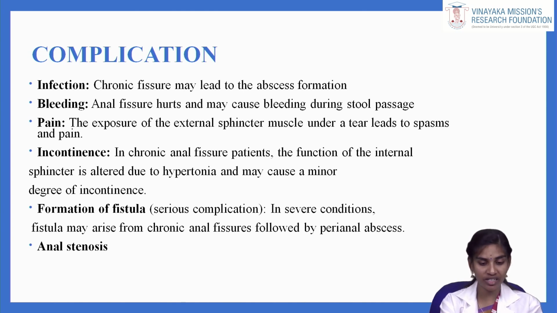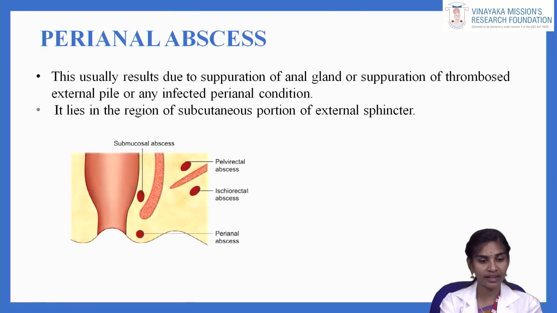Later, if the patient has a fissure, the anal area gets inflamed and swollen. As a result, anal stenosis will happen. Moving on to the perianal abscess, this usually results from suppuration of anal glands, suppuration of a thrombosed external pile, or any infected perianal condition.